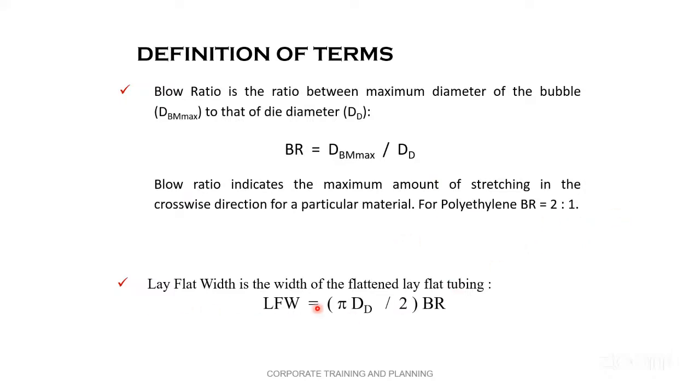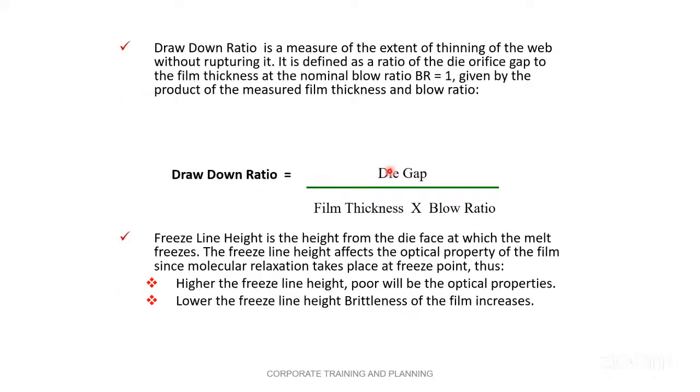Now, lay flat width is the width of the flattened tubing. Therefore, lay flat width कितना होना चाहिए? Pi times the diameter of the die divided by 2, across the blow ratio. This ratio, and you will get the lay flat width. It's an easy calculation, friend.